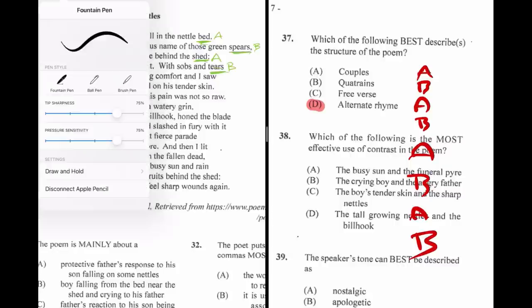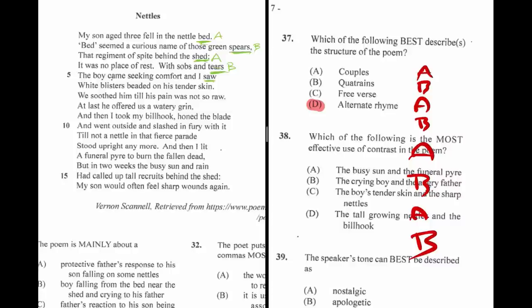And as we go down the poem, we see that this continues. We have saw rhyming with raw. Skin rhyming with green. Blade, parade. It, lit. Dead, shed. Rain, again. And so we have this A, B, A, B, A, B, A, B kind of structure.